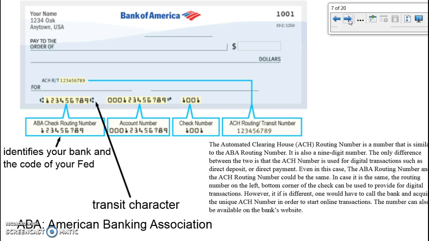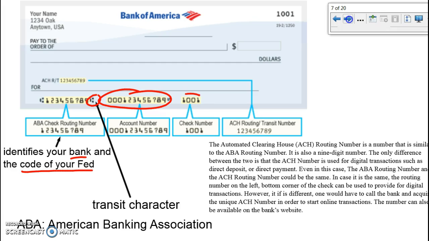This is a picture of a check. I'm going to let you look at it and read the information. You can look at it on the PDF of the notes as well, but it's just to let you know what these different numbers are because they do sometimes ask this. This little thing at the end here is just a transit character. Okay, this is your ABA check routing number, and it identifies your bank and your Federal Reserve, right, which Fed you're part of, and your actual bank. This number is your account number. That's the one that uniquely identifies you.